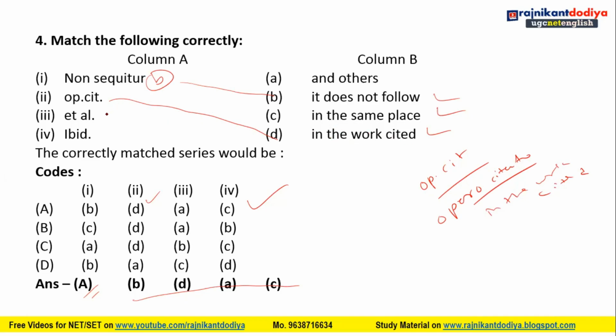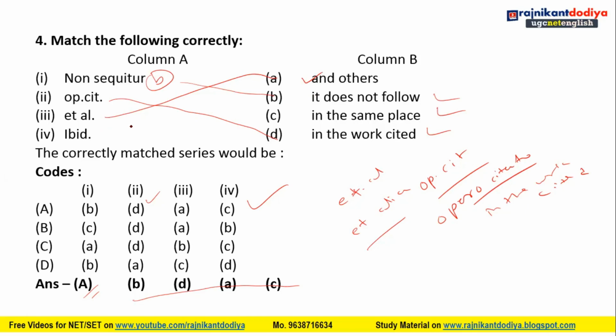Then et al. Et al. is once again from the Latin language. Et al. is short for et alia, and it is also a Latin phrase which means and others. So here we can match it with A, and others is its meaning. Et al. means and others.